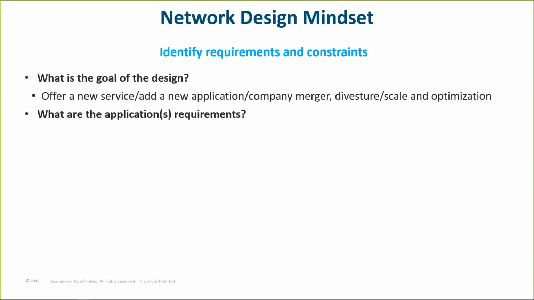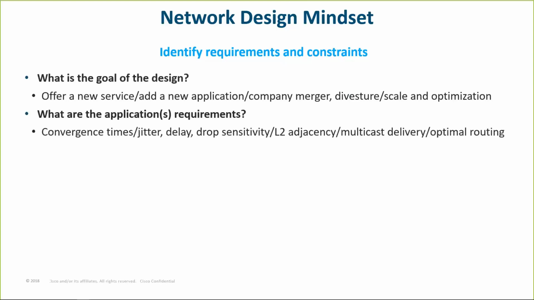So what are the applications or services requirements? Do we need short convergence times? Do we need to adequate our transport so we have a specific application having jitter, delay, and drop sensitivity? Is our application or our service needing L2 adjacency? Is it requiring multicast delivery? Is it requiring optimal routing? Can we just do hot potato routing versus cold potato routing, which is optimal routing versus suboptimal routing? Do we want to get it from point A to point B, or do we need to send it through specific points in the network?